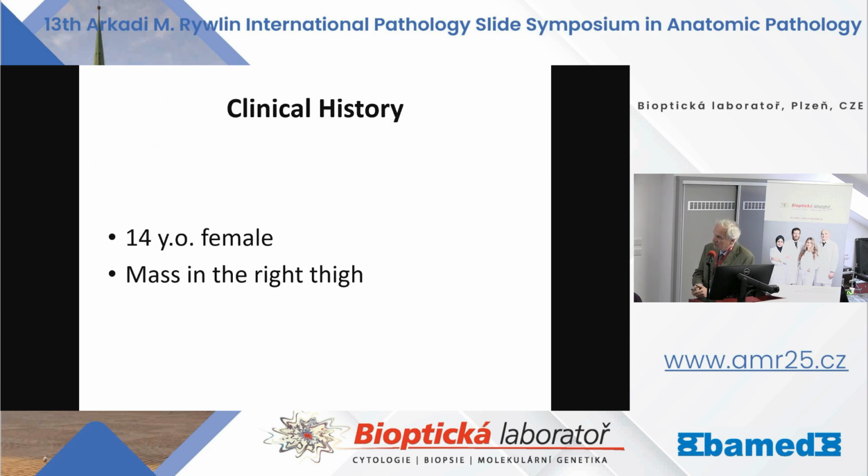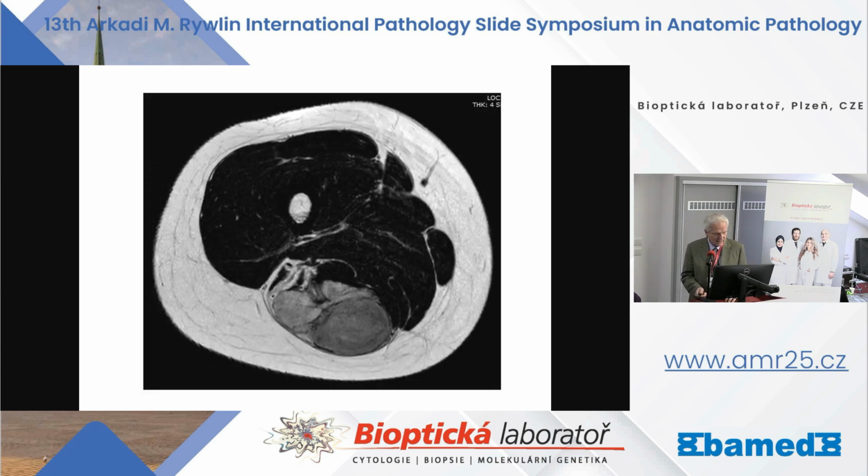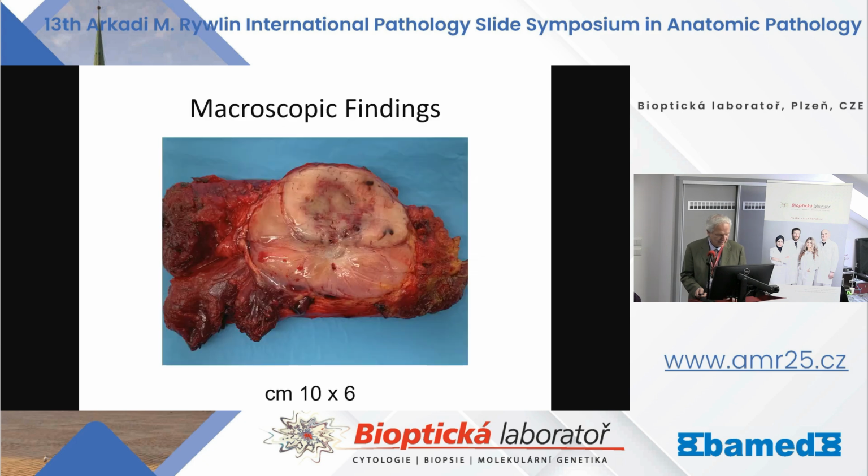The case that I want to present is a 14-year-old female who has a mass in the right thigh. This is the MRI of the mass. In this MRI it is possible to see two types of signal. There are two different parts of this tumor. And macroscopically it is possible to see two different types of tumor here.